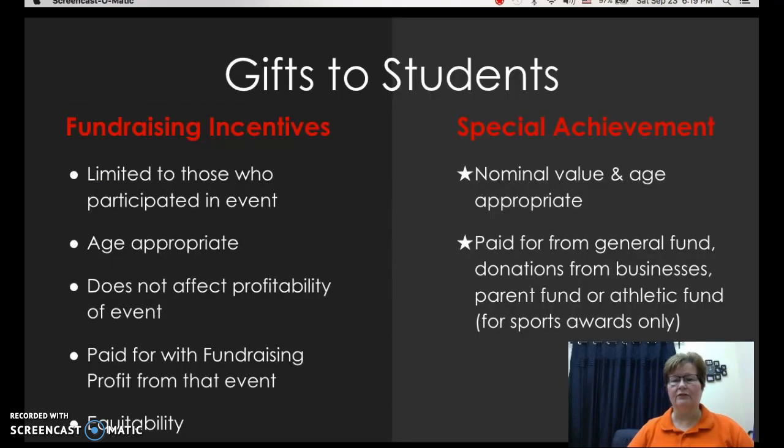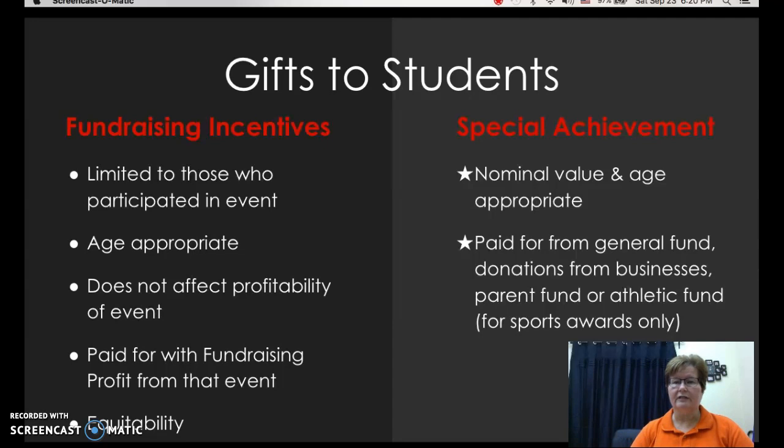Gifts to students, there are basically two different categories. The first one is fundraising incentives. These gifts should be limited to those who participated in the event. The gifts should be age appropriate, and they cannot affect the profitability of the event, as they are paid for with fundraising profit from it.